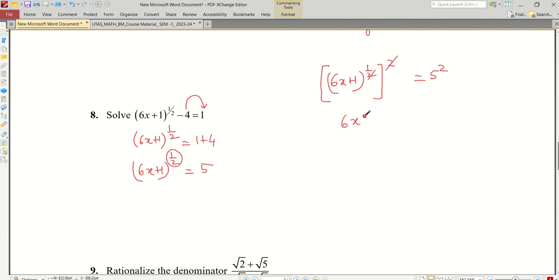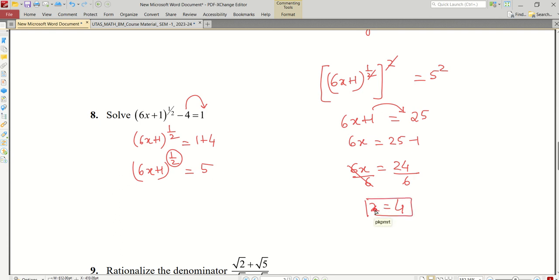So here it will come 6x plus 1. And what is 5 power 2? 5 power 2 is 25. Clear? Now the question is very easy. Now take this here: 6x is equal to 25 minus 1. So 6x is equal to how much? 25 minus 1 is 24. Divide by 6. Now this cancels. What are we getting? x is equal to 24 by 6, how much? 4. So the answer of this question is 4. So this is how you need to solve the equation.